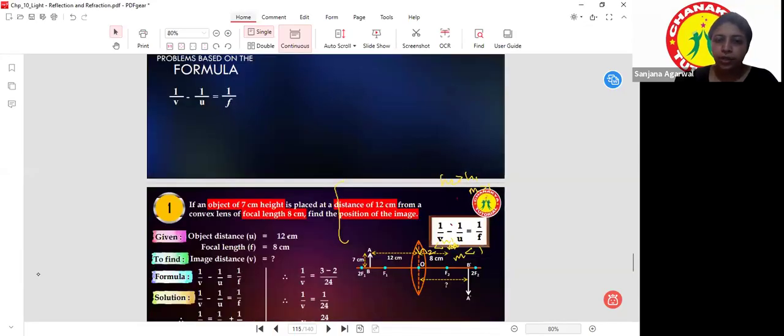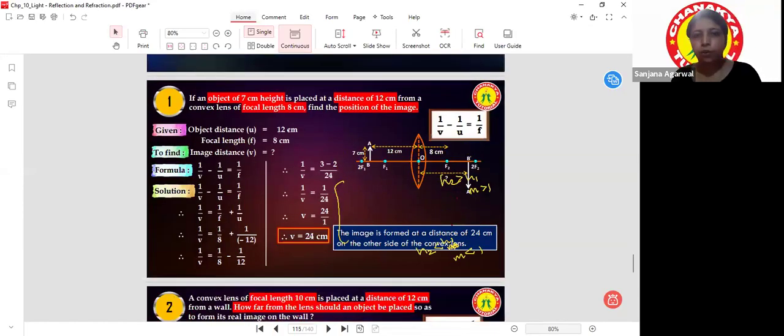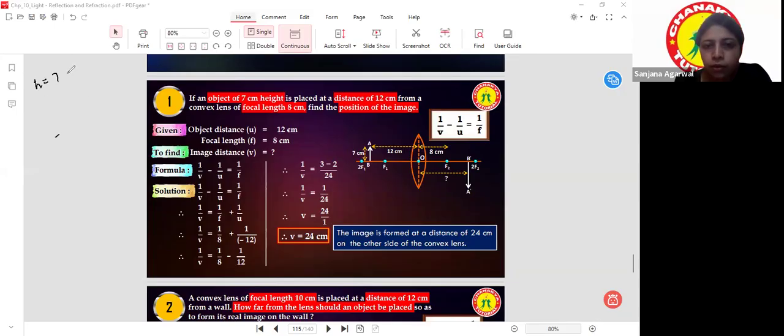Now let us solve a few questions based on the lens formula. If an object of height 7 centimeter is placed at a distance of 12 centimeter from the convex lens, u is to the left always, so negative, of focal length 8. Focal length of a convex lens is always positive, so positive 8. Find the position of the image. Okay, so we can use the lens formula here: 1 by v minus 1 by u equals 1 by f.